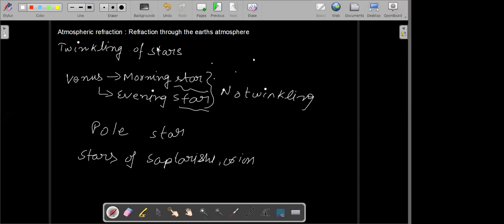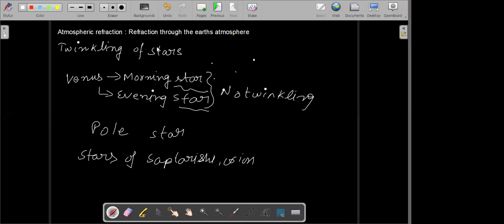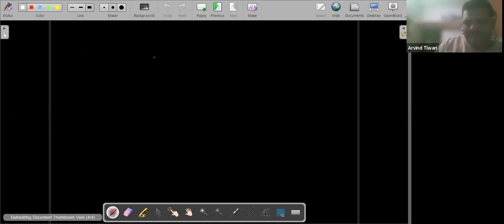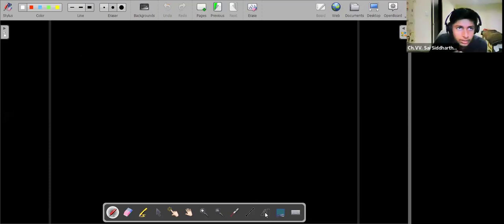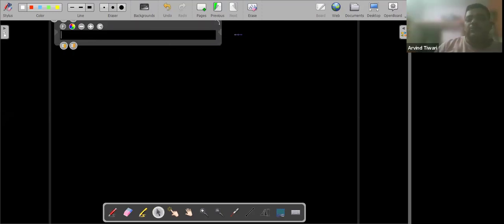The atmosphere, and the Venus light also comes through the same atmosphere. So does it not get refracted much, but it's much closer, right? I think it has a different wavelength than other stars. No, no, no. So here we first understand two concepts.